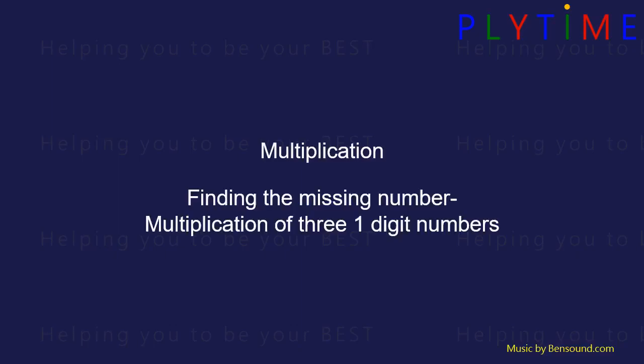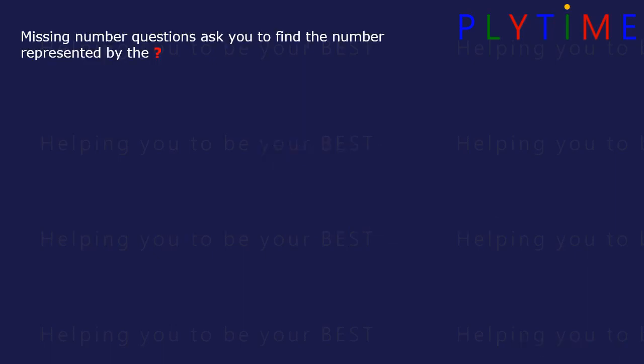Multiplication. Finding the missing number in multiplication of three one-digit numbers. Missing number questions ask you to find the number represented by the question mark. 4 times 2 times something equals 40. We can simplify the calculation.